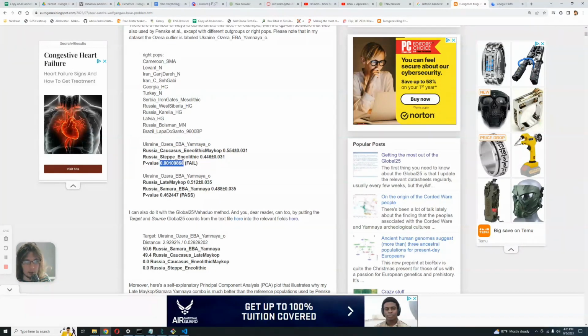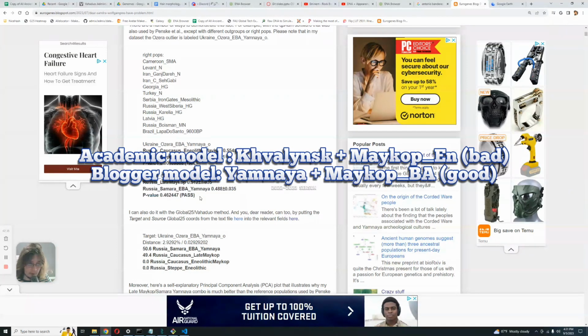And here you see a very low p-value, which is, by the way, I know a little bit about statistics. I've taken a couple of statistics classes. I'm not saying I'm an expert or anything, but I know how to calculate a p-value and all that stuff. From my understanding of statistics, a lower p-value is supposed to be better. It's supposed to represent a more significant result, so there's less likelihood that it's just a random result. However, with qpAdm, you actually want to have a higher p-value. So you can see the comparison between the p-value with this model, the academic model, versus the blogger model. You can see the blogger model has a much higher p-value, which means it's much more statistically reliable, put it this way.